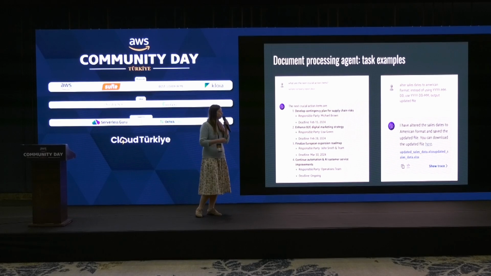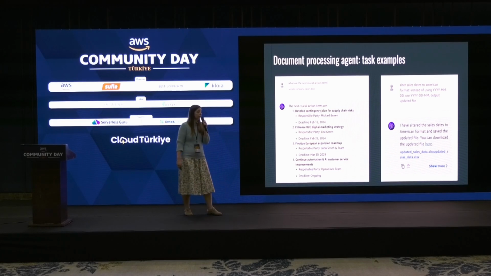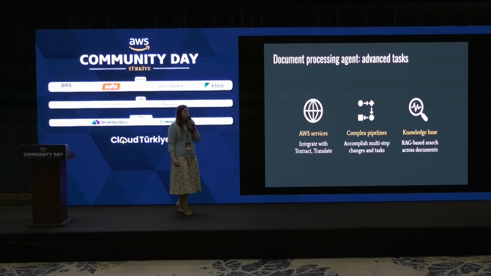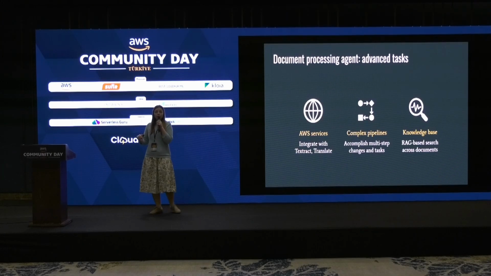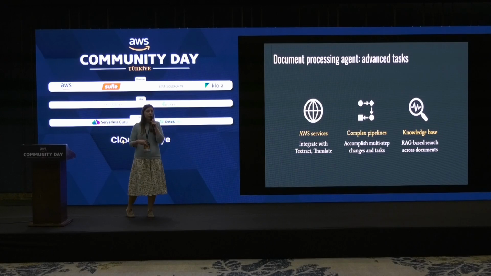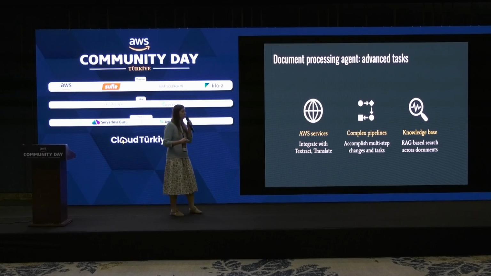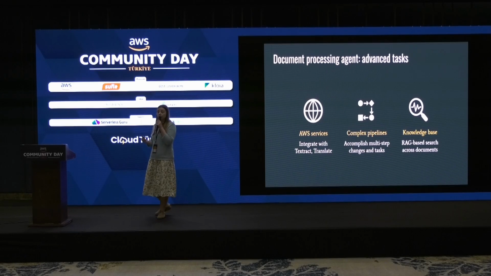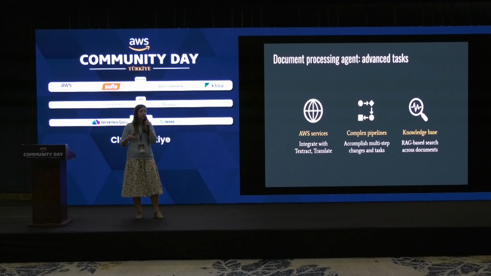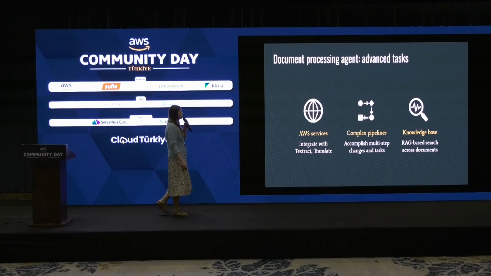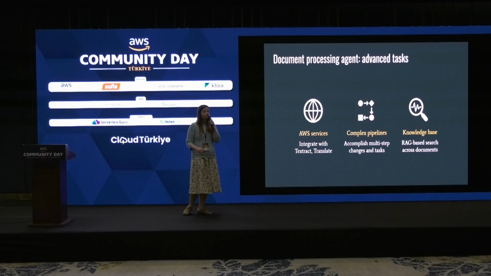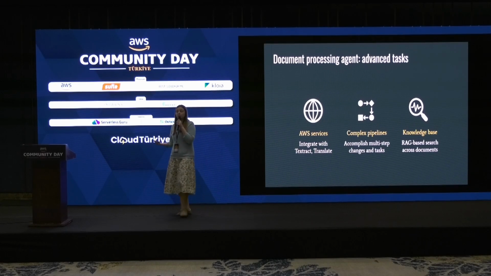And the agent can do it and output the altered file. Also, these were basic tasks, but we can also have advanced tasks. If we want our agent to work with, for example, AWS services like Translate or Textract, we need to have the possibility to integrate it with these services. Also, we can build complex pipelines.